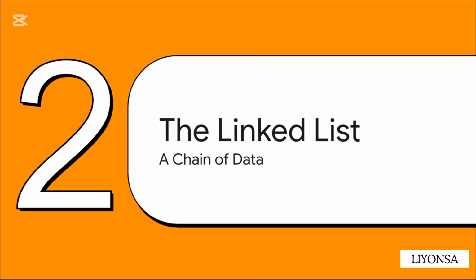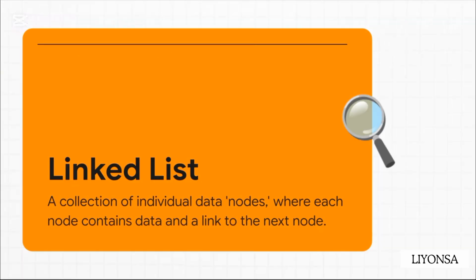So that massive inefficiency brings us to our second solution, which takes a completely different approach. This is the linked list. And for this one, I want you to forget the bookshelf. Instead, picture a train. So a linked list isn't one big, solid block of memory. It's more like a series of individual items, or nodes, that can be scattered all over the place in the computer's memory. Each node is like a train car. It holds a piece of data, but, and this is the crucial part, it also holds a link that points to the exact location of the very next car in the train.